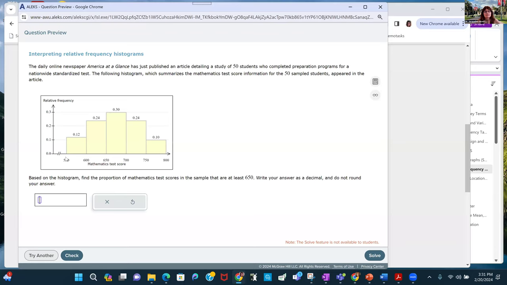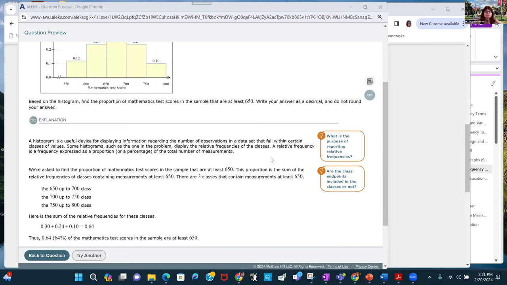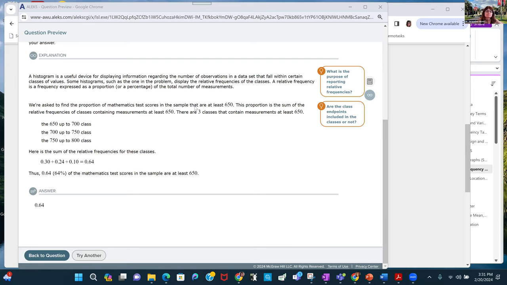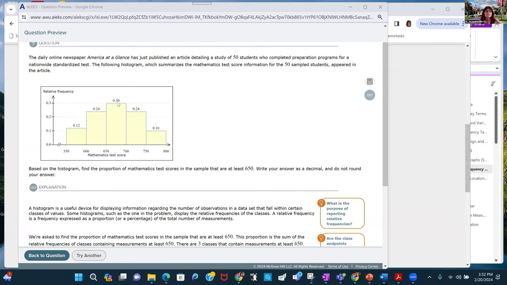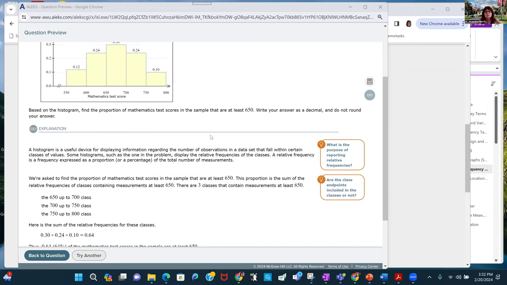Okay, so this is saying that 12% were between 550 and 600, 24% were between 600 and 650. So, at least 650, you're going to be adding all of these to the right. Should be adding these, 40, 64%. Okay, so they don't have a lot of extra information. A relative frequency is a frequency expressed as a proportion or percentage of the total number of measurements. And there were three classes that measured at least 650, right? This one with the 30%, the 24%, and the 10%. So you just add them together.